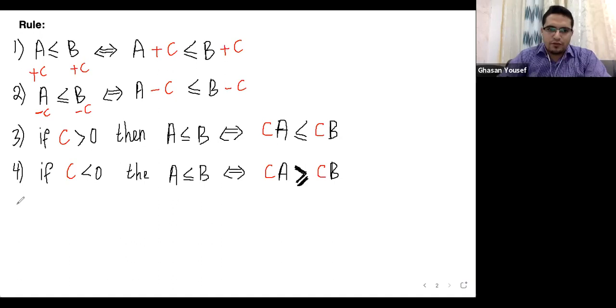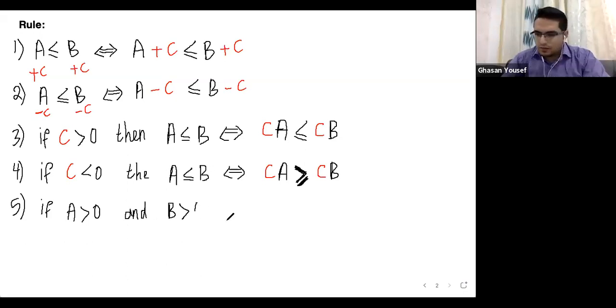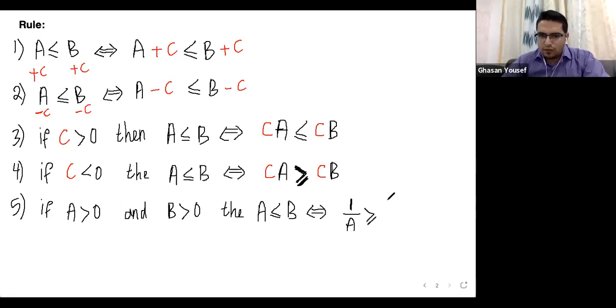Now, rule number 5 says if A is greater than 0 and B is greater than 0, and I have the inequality A less than or equal to B, and I take the reciprocal of this inequality, the direction of the symbol is going to change also. 1 over A will be greater than or equal to 1 over B. So we change the symbol for number 5 too, if I take the reciprocal of both sides.